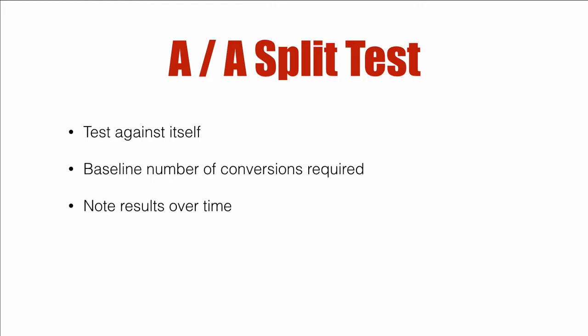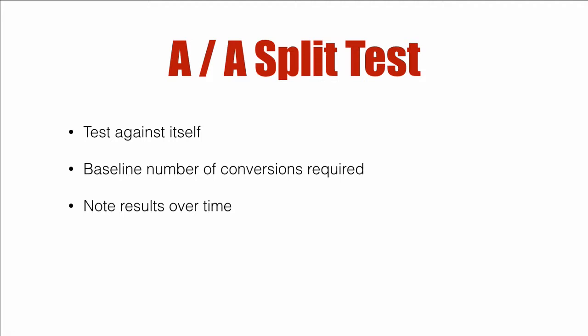Also, if you're just starting out and you have nothing you want to split test against, at least run this by itself so you're getting the data built up to get a baseline of how many conversions you need to get results that are identical. So that when you do an AB split test, you can say, you know what, for my AA split testing, I know I need 200 conversions per split to know that they're significant.